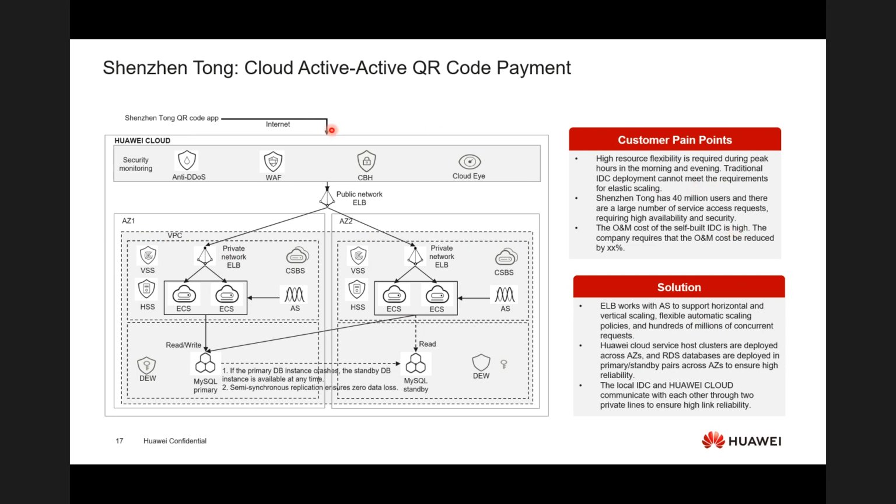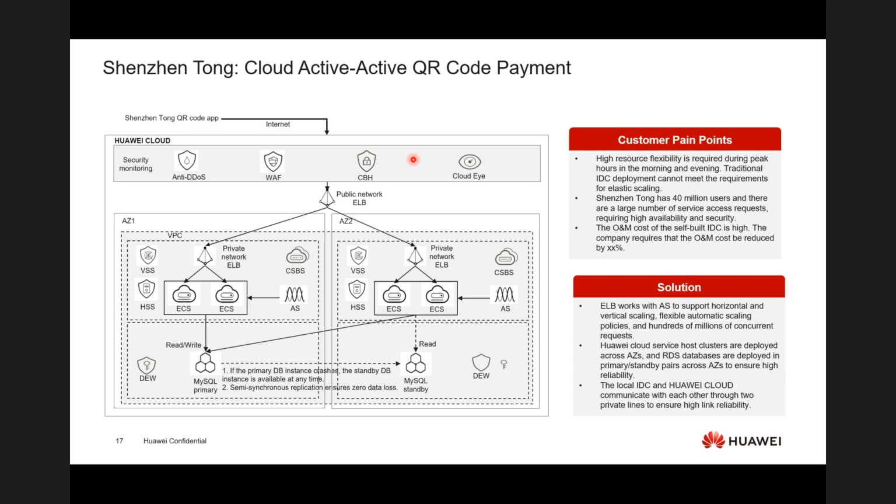This is another user on Huawei Cloud, as you can see here. Do you know this customer? Their scenario is like this: they have a lot of customers at maybe 9 a.m. or 6 p.m. It's a high concurrency scenario, because people need to go to work and get off work, as you know here.